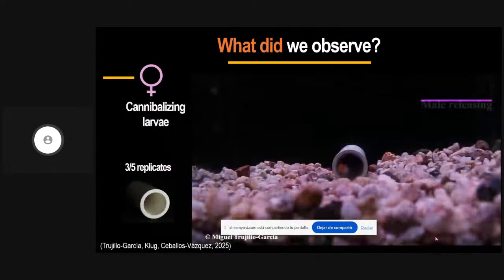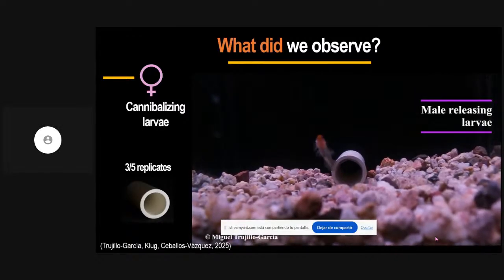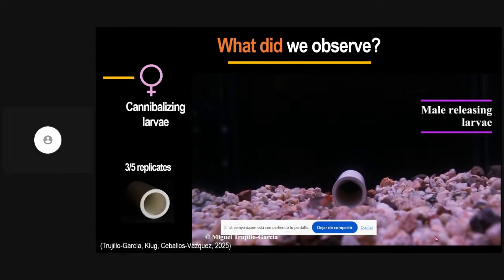We were also able to see that females also consume the larvae in 3 replicates out of 5, in which we used a single nest. While the male released the larvae from the nest, the female consumed them, as we can see in this video.